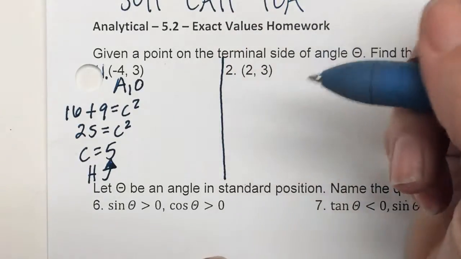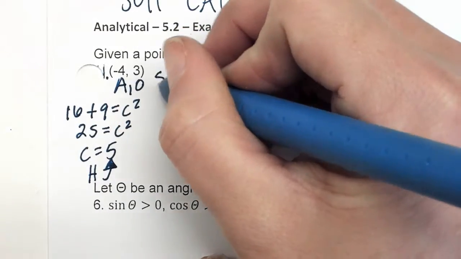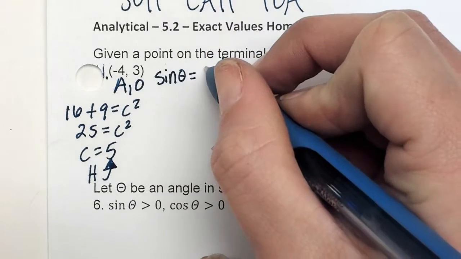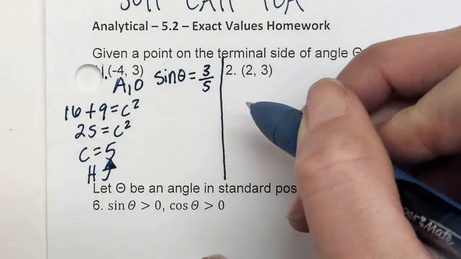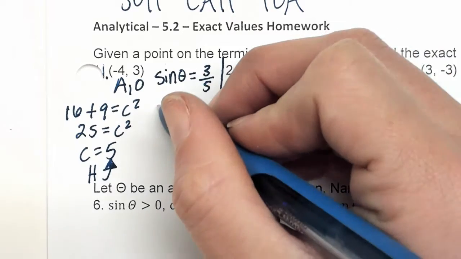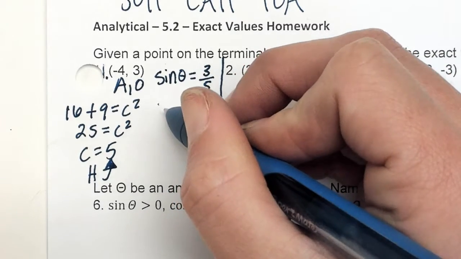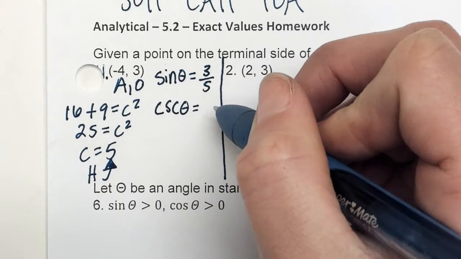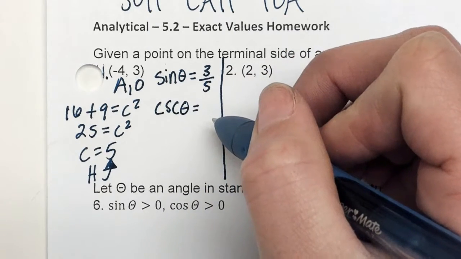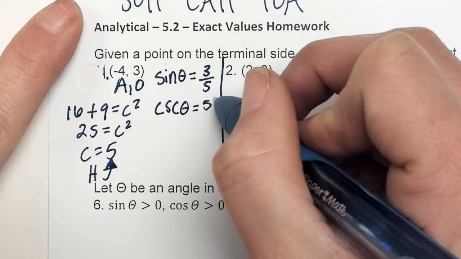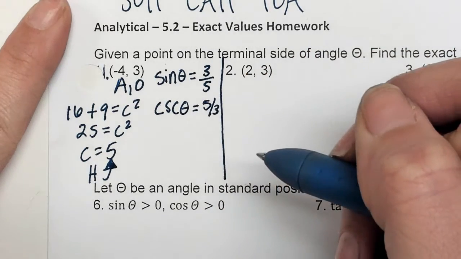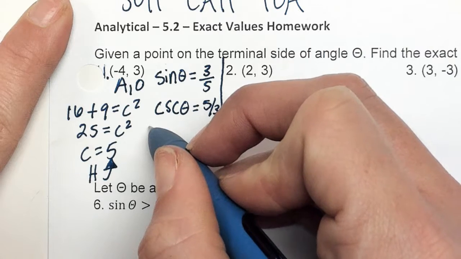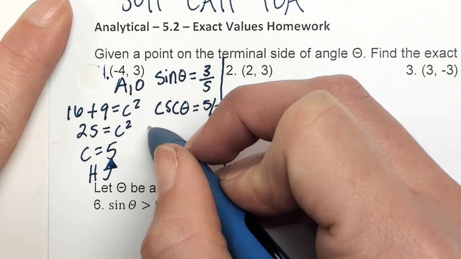So sine is what over what? So 3 over 5. Very good. What's the opposite of sine? Cosecant. Good. So you basically do hypotenuse over what? Opposite. So it's what? Very good. Next trig function. No certain order. Just give me another trig function.